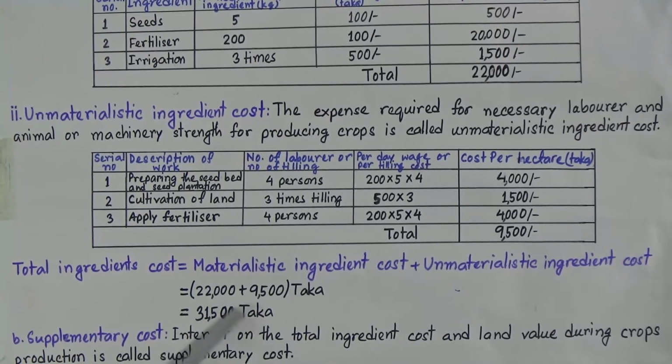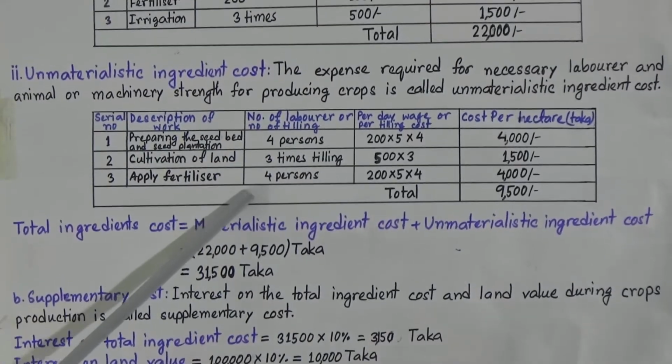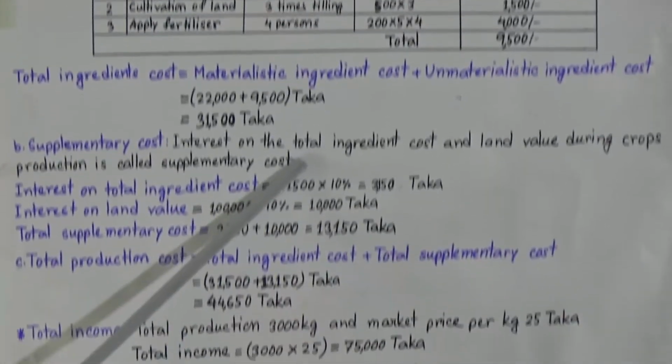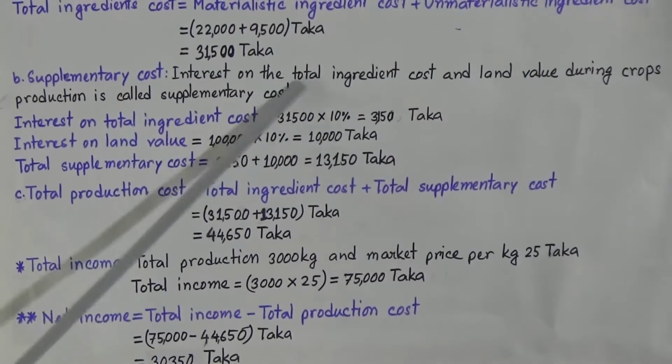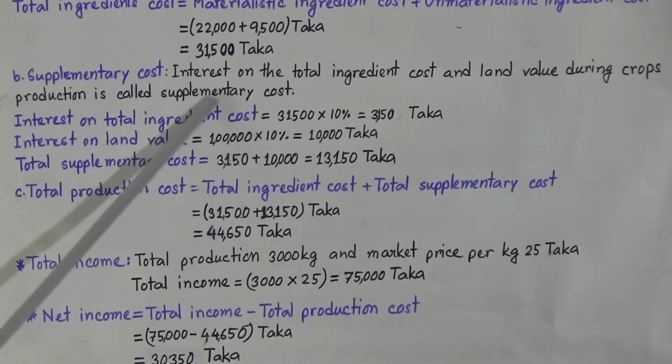We will just add this sum and we will get 31,500 taka. So this is our total ingredient cost. Now we will find out the supplementary cost or additional cost. That means the interest on the total ingredient cost and on the land value.